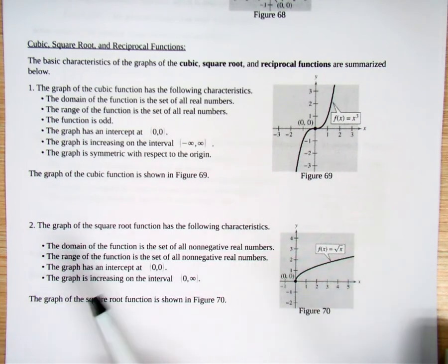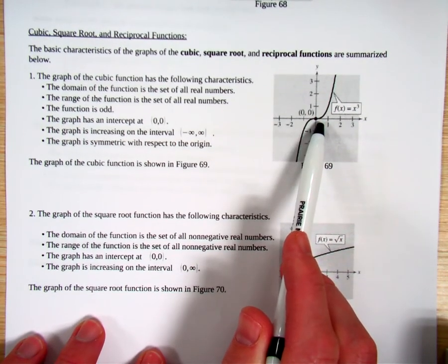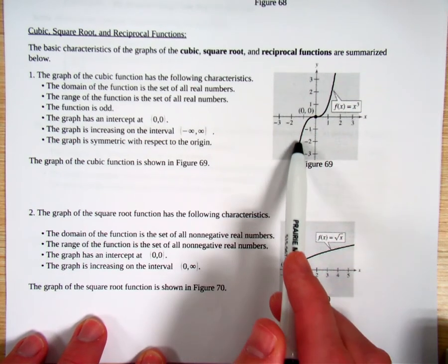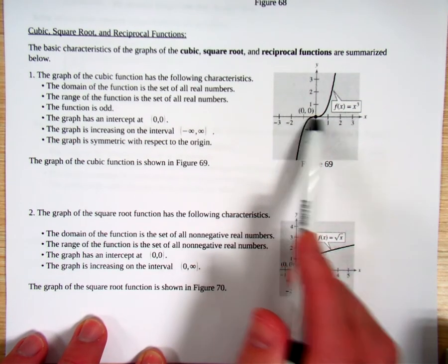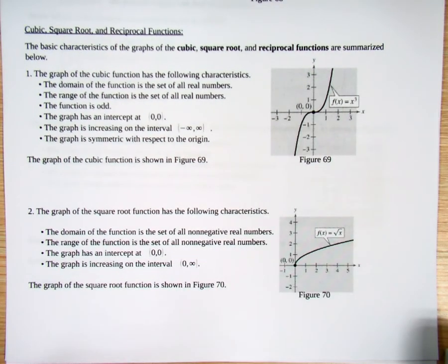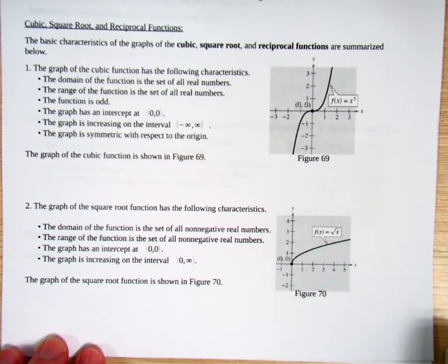Odd function, it's got rotational symmetry. Still crosses at 0, 0. This one's constantly increasing very sharply, then just slightly increasing, and then increasing sharply again. Symmetric with respect to the origin, meaning we got rotational symmetry there, and there's your general picture. So just being able to identify the general shape of a cubic.